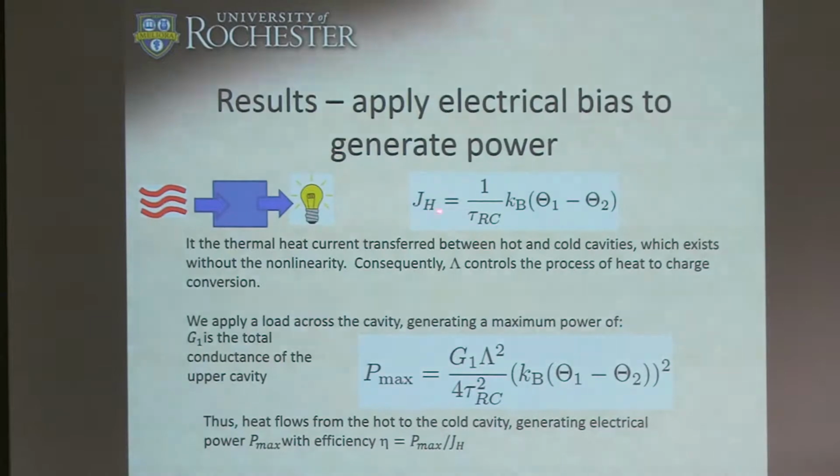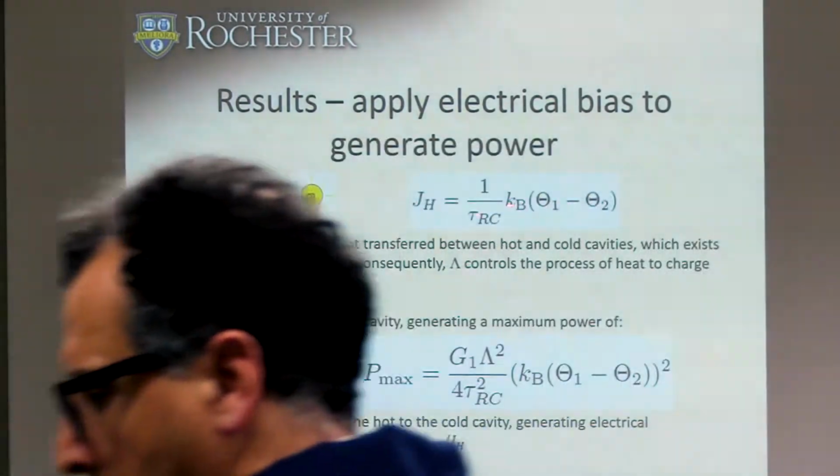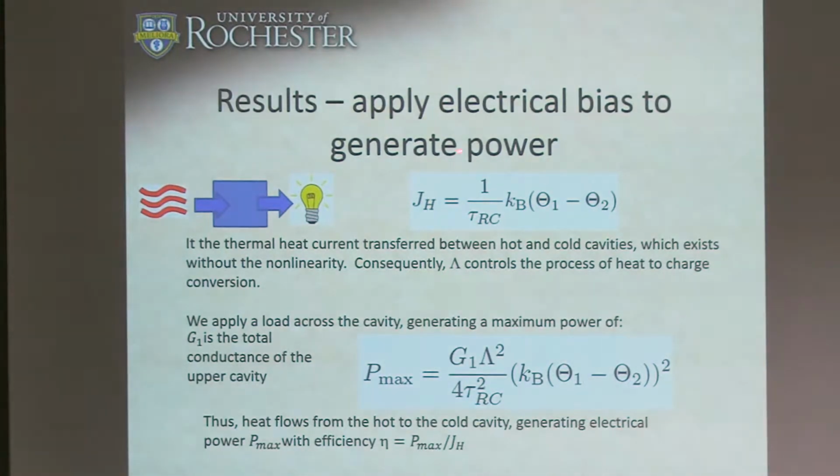It turns out that you can actually calculate the heat current flowing through the system. It's also proportional to the temperature difference. But you see there's no added nonlinearities needed here. It's just the RC time. So even if everything is symmetric or energy independent, heat is still going to flow from hot to cold. The whole trick is trying to figure out how to efficiently convert that heat into something useful.